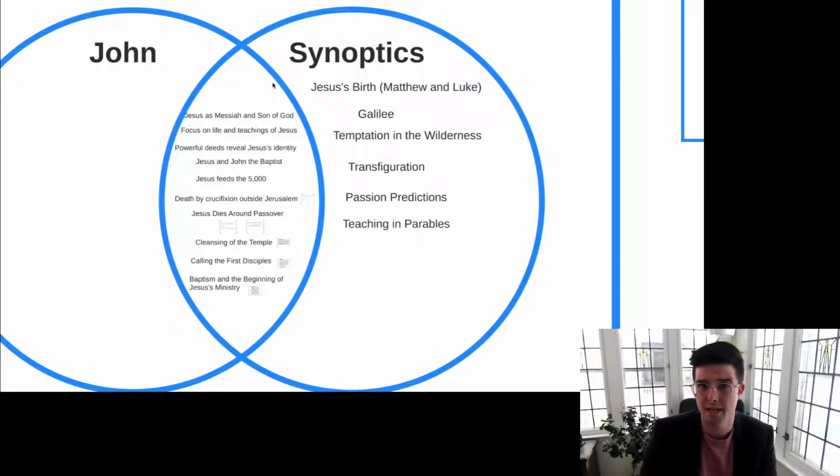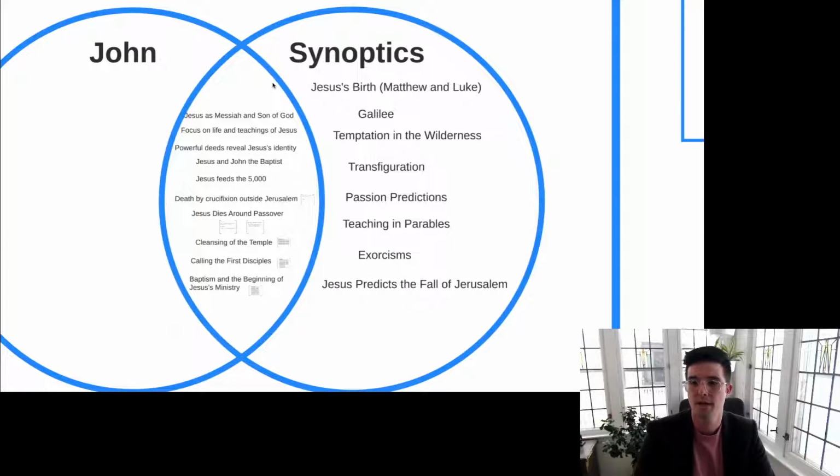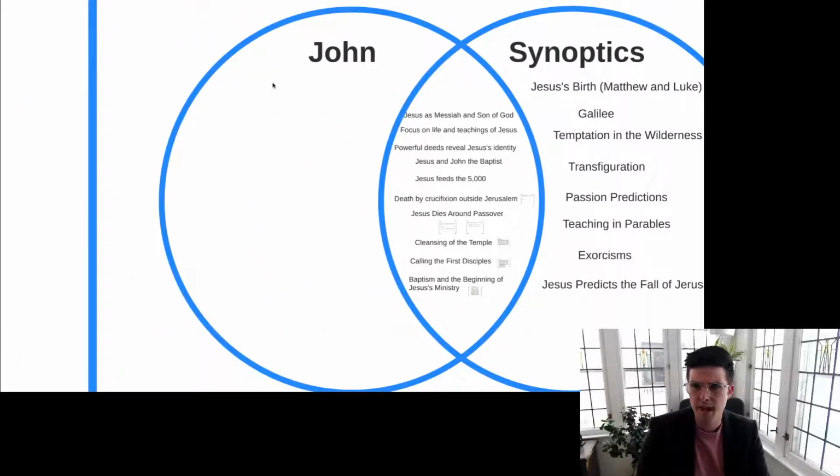And maybe surprisingly, Jesus does not teach in parables in the Gospel of John. So one of the things that is characteristic of Jesus in our memories is him teaching in parables. This doesn't happen in John. Jesus teaches in different ways in the fourth gospel. There are no exorcisms in the Gospel of John, so demons are pretty well absent from the fourth gospel. Jesus predicting the fall of Jerusalem. Remember, this is one of our key dating points, especially for the Gospel of Mark. We don't have that prediction in the Gospel of John.